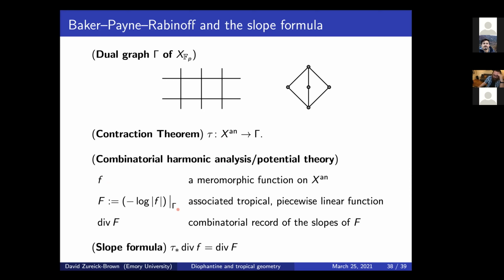So it's a theorem that this function, log of absolute value, when you restrict to that skeleton, is piecewise linear, and it's something that you can do combinatorics with. So the slope formula, this is really the key. I mean, it's something we generalize just a tiny bit, tells you that if you look for the zeros of f kind of at infinity on this fractal and contract that, that's the same as, in a certain sense, zeros of this tropical thing.